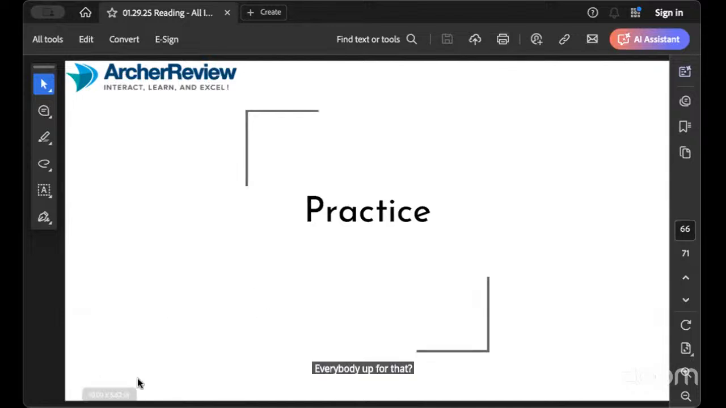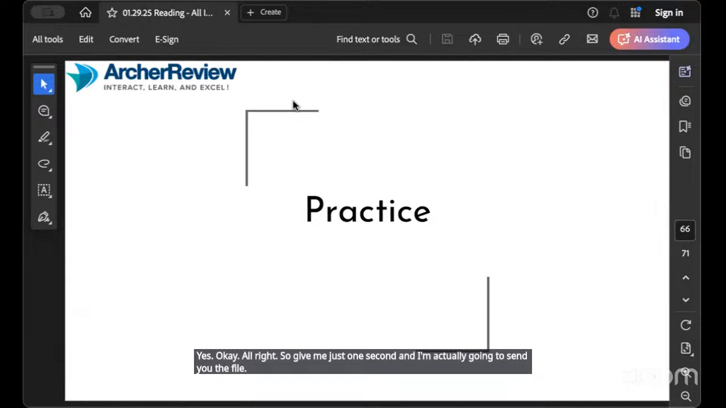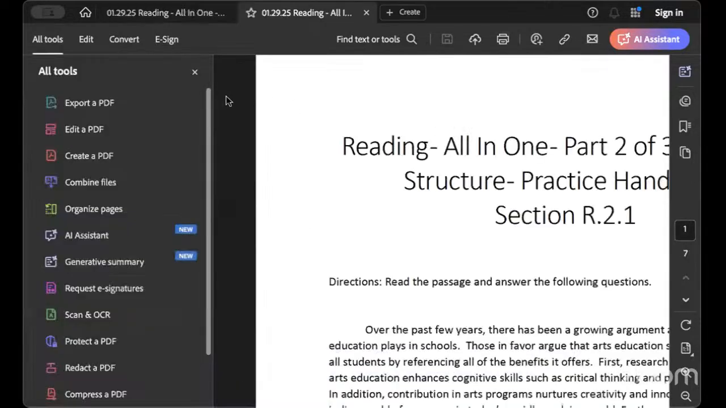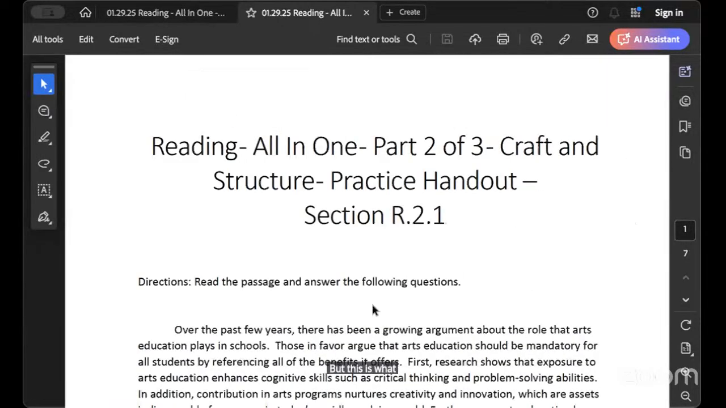Yes? Okay. All right. So give me just 1 second, and I'm actually going to send you the file. But this is what it's going to look like. Okay, so give me just 1 quick second. So sorry. Forgot to have that set up. Oh, there it is.